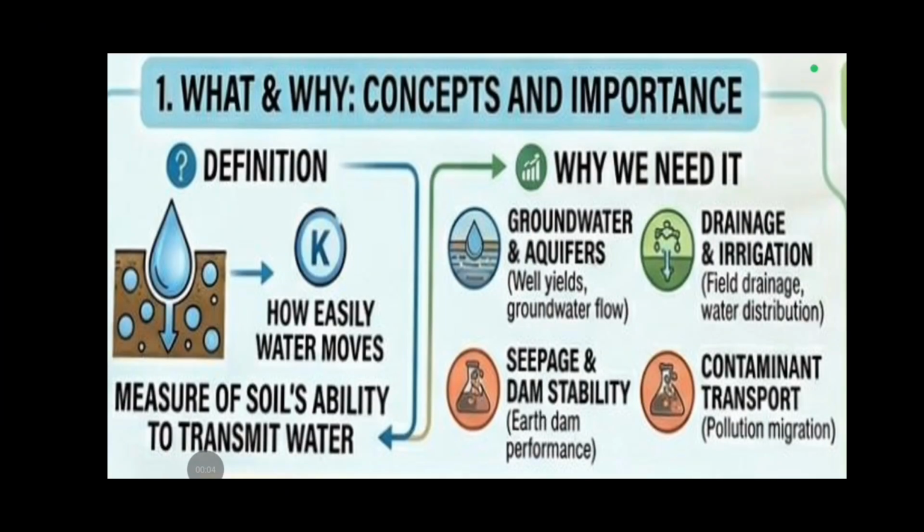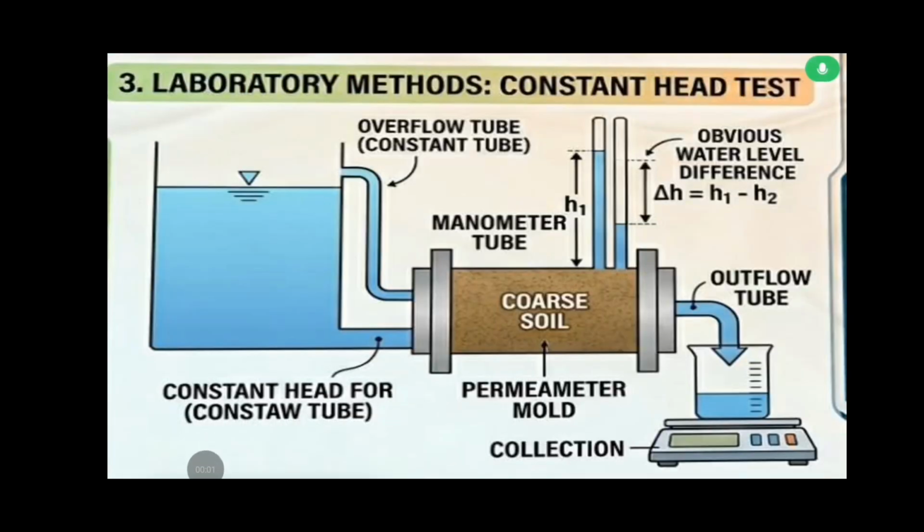Soil hydraulic conductivity is one of the important soil physical properties which tells us at what rate the water moves through the soil. It indicates the permeability and texture of the soil, and it further helps us in planning irrigation and drainage management. In this video, let us learn about determination of soil hydraulic conductivity using constant head permeameter.